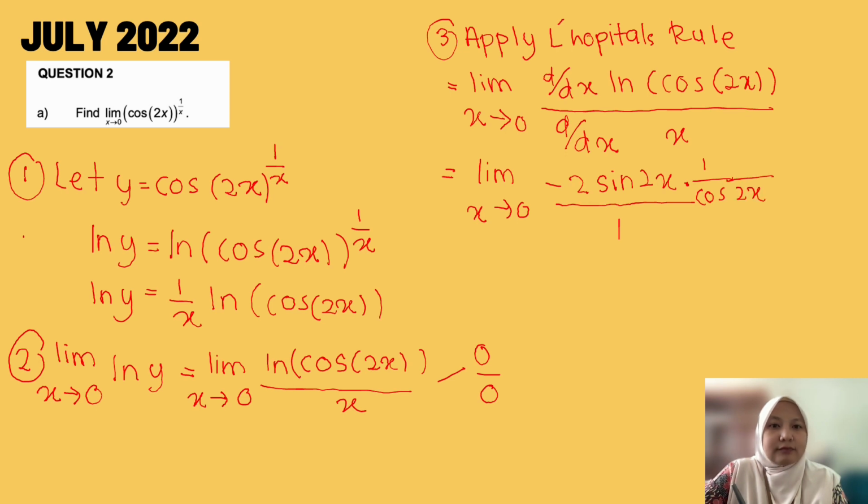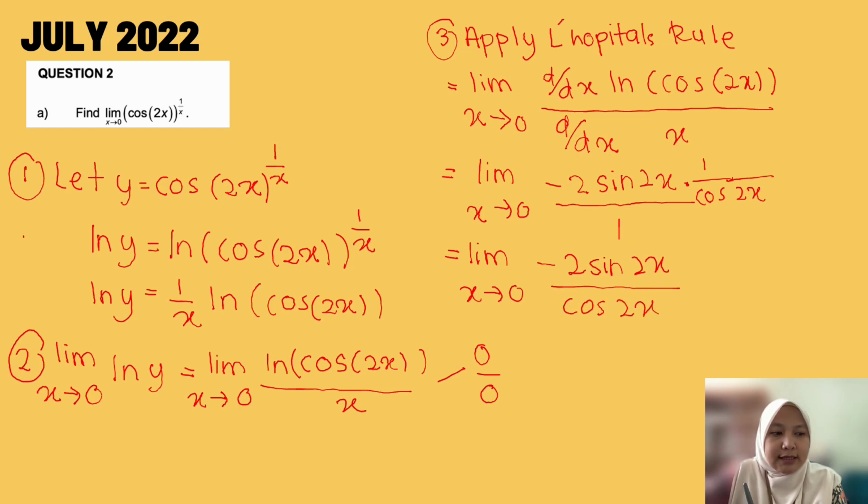Alright, so therefore we get limit of x approach to 0, negative 2 sine 2x over cos 2x. So this one we substitute the limit. We substitute 0, we will get 0 over 1 actually, so we get 0 as the answer.